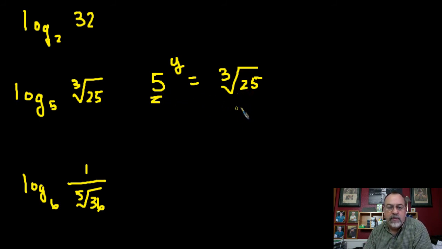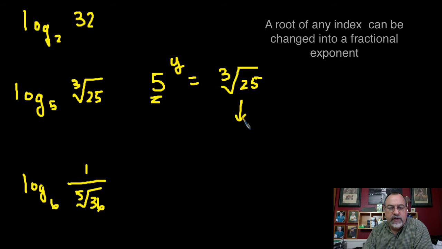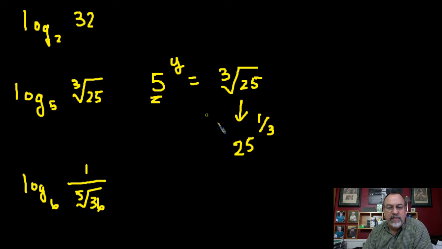So we have to remember a couple things. First thing I want to do when I have a root is to change this into its exponential form. Okay? In other words, you remember that this would be 25 to the 1/3 power. You remember that a root can be changed to a fractional exponent where the denominator is the index and this is the power of this number. Now again, I still don't have a base 5. I have 25 to the 1/3.